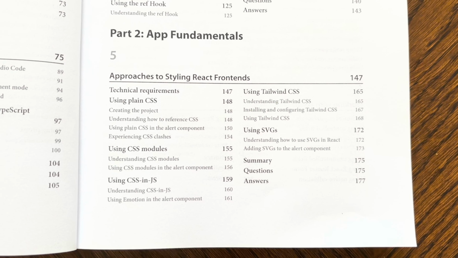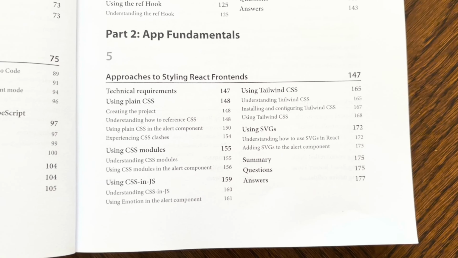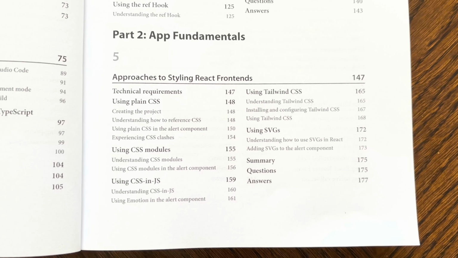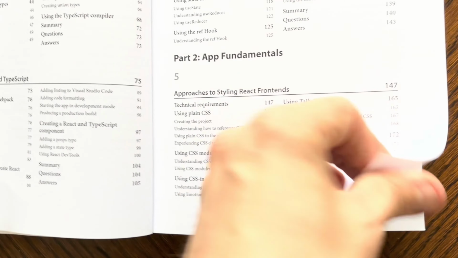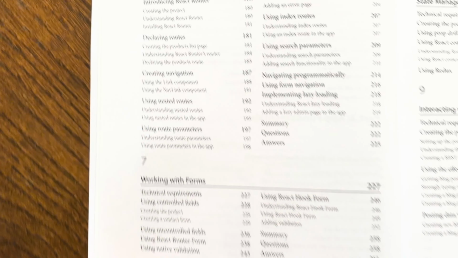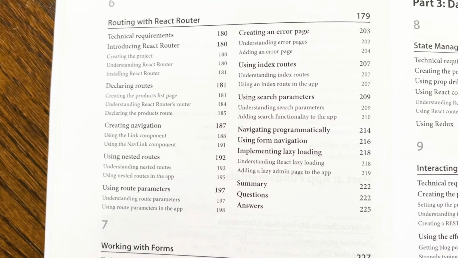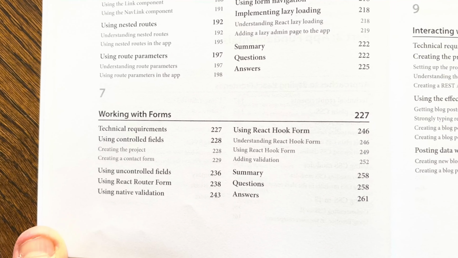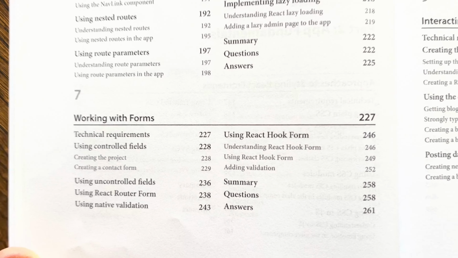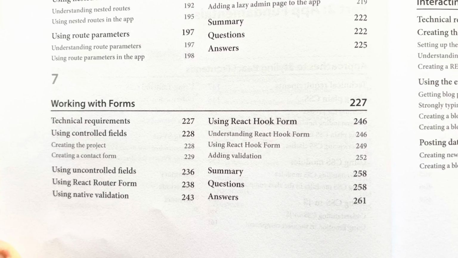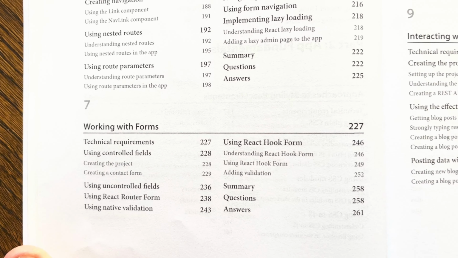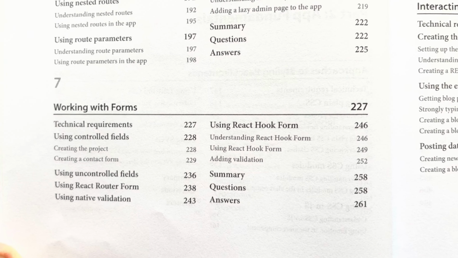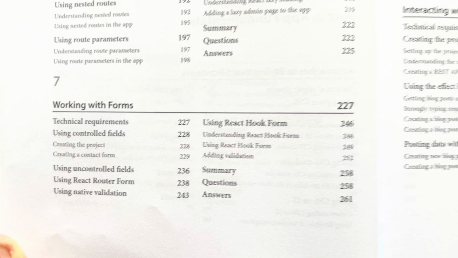Even though I knew most of the React stuff, I learned a lot of new things, mostly about TypeScript. Part 2 of this book goes over different styling approaches for your React apps, such as plain CSS, CSS modules, CSS in JavaScript, Tailwind and how to use SVGs in React. It also goes over using React Router, and lastly it goes over working with forms. This is where you learn to create forms using the useState hook, and then you unlearn this to create better performing forms that don't use the useState hook.